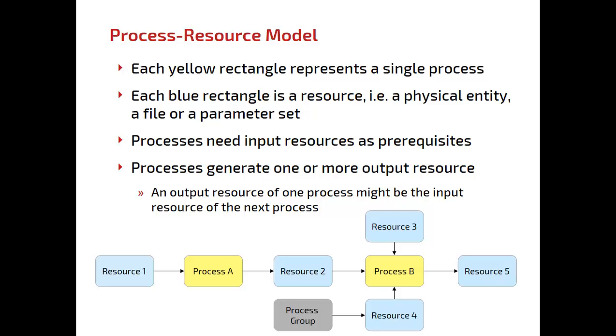Furthermore, we sometimes merge several processes together. These are called process groups and have a gray color. Again, process groups simplify charts of production models.